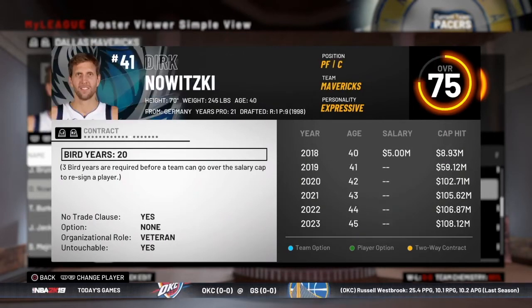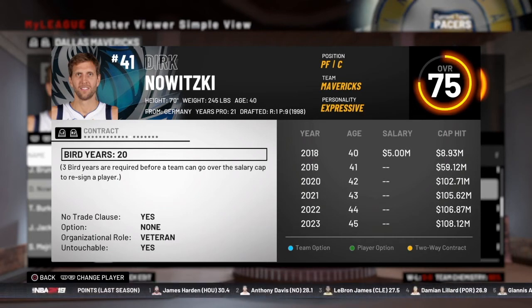While I showed how rookies are accumulating their bird years, remember that any veteran player in the league, whether they're a rookie or not, acquires bird years. So here, Dirk Nowitzki has been playing with the same team his whole career. He has 20 bird years accumulated because he's been playing all those years with the same team.